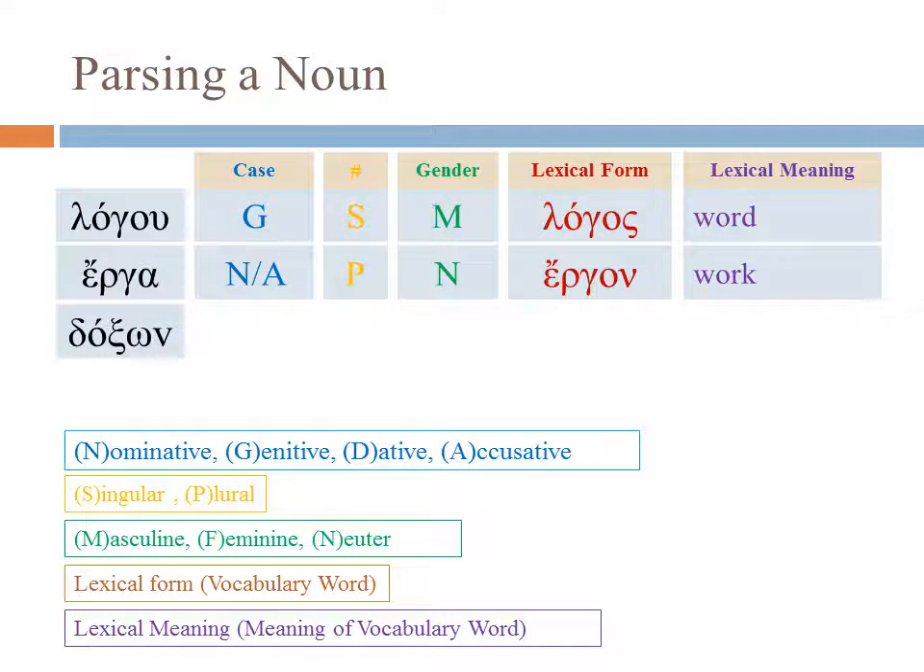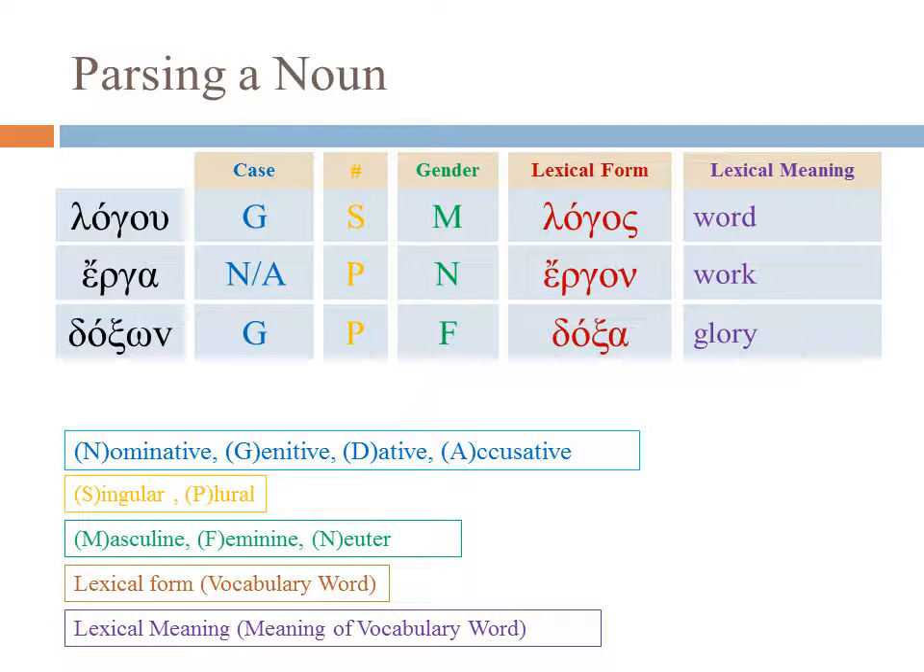The next one is doxon. Now, the ending here we really recognize, because remember that omega nu is genitive plural. So we know automatically that this is a genitive plural noun. The problem is this ending doesn't give us any hint at what the gender is. So, of course, we would have learned this from a vocabulary word. We would have learned that it's feminine, and the lexical form is doxa. And that means glory.